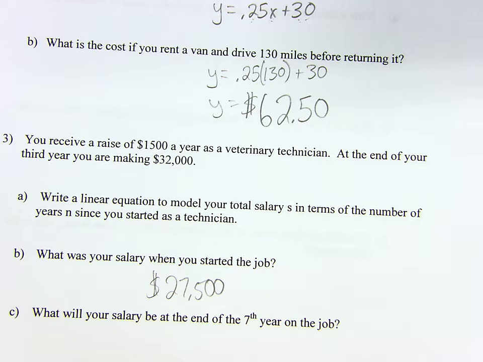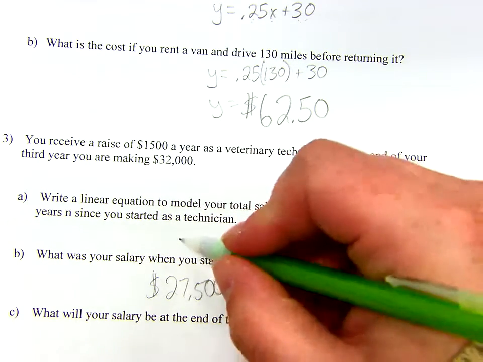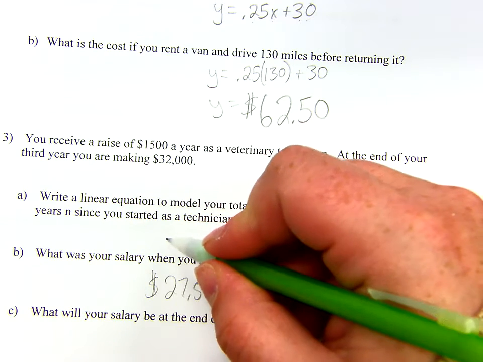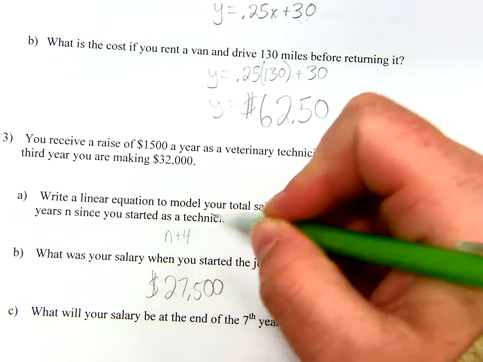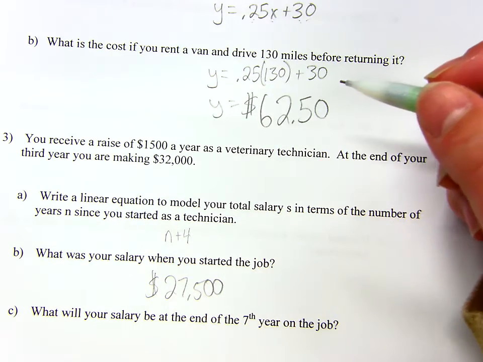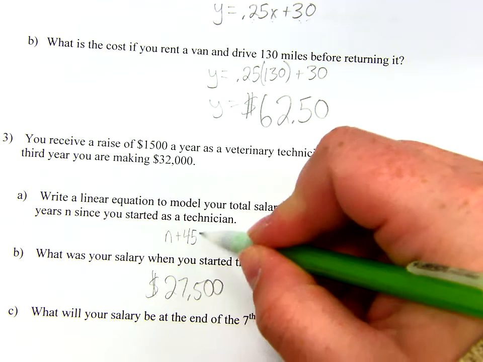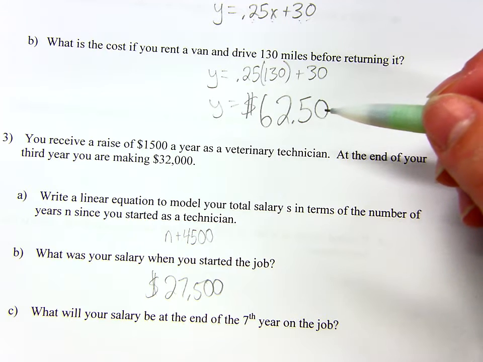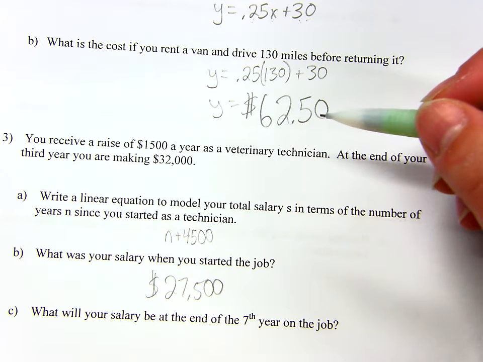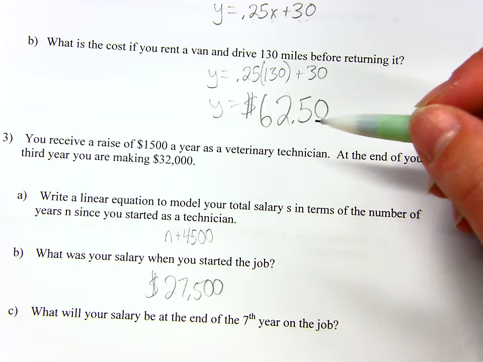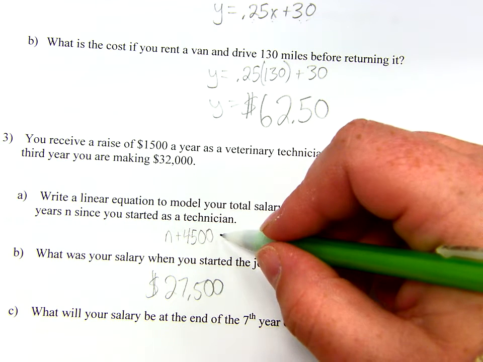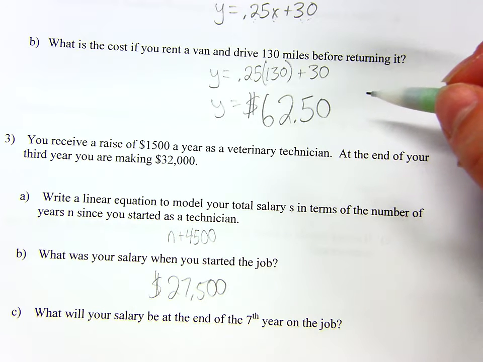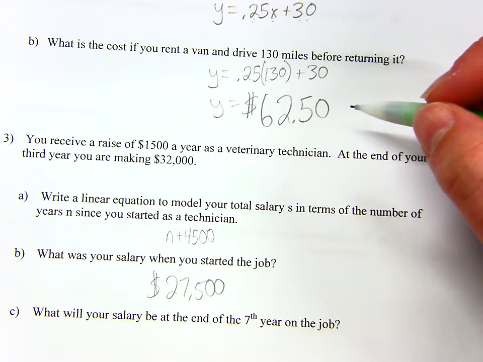Is that a yes? Okay, now I can go back and answer A. So, Lily, what did you say for A? He said, n plus 4,500 equals 32,000. What are you doing with 4,500? That's 1,500 times... Oh. That's not going to model your total salary though.